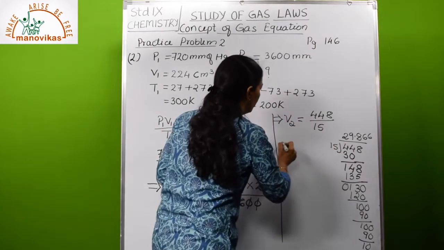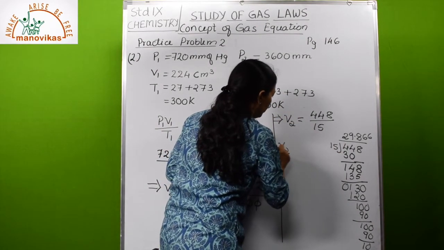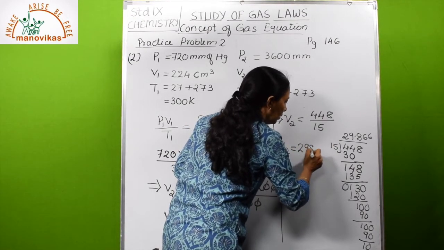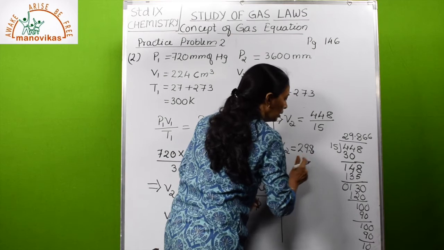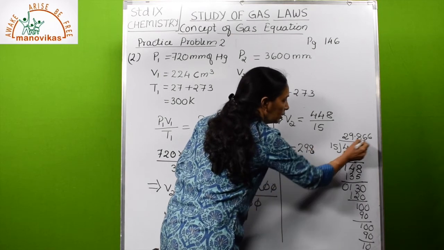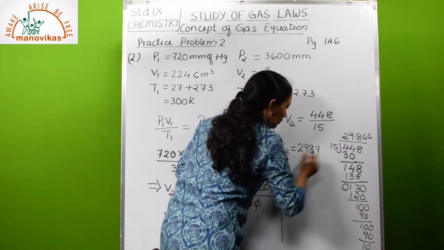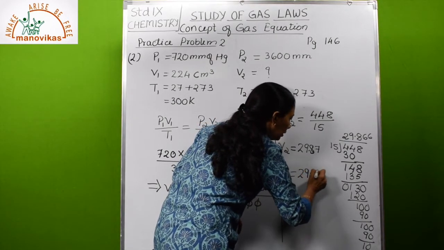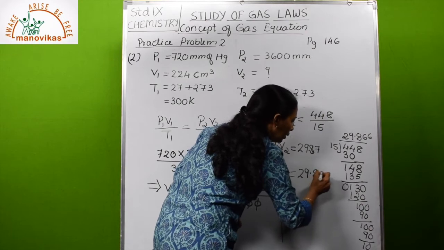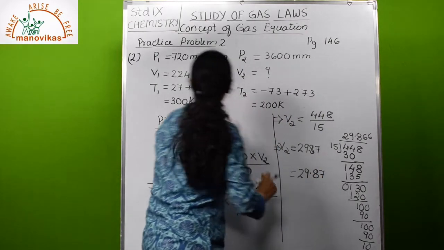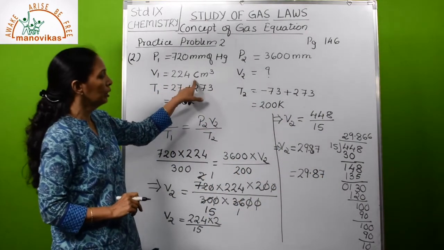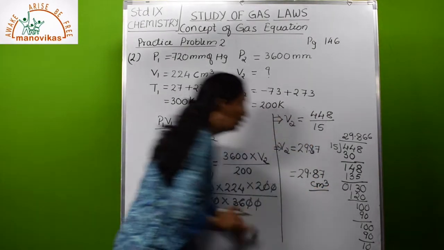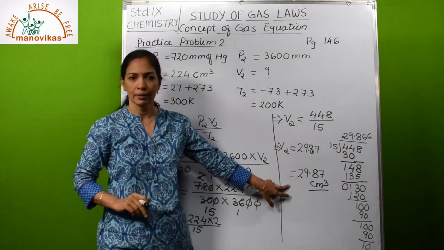So what will you do? V2 will be equal to 29.8, this you can write as 7. So what is the answer? V2 will be equal to 29.87. Now what is the unit? Cubic centimeter. So this will be the final answer.